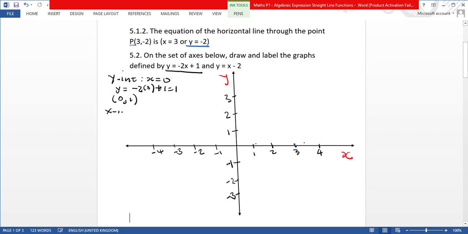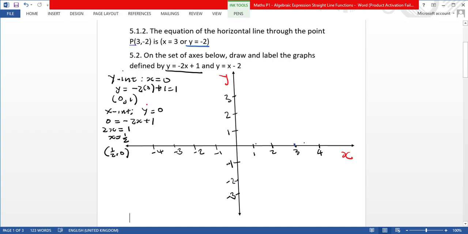So the x-intercept is when y equals 0. So we're going to say y equals 0, then you're going to have 0 equals minus 2x plus 1. Then taking 2x to the left hand side is going to be positive. Then you're going to find x equals 1 over 2. So the x-intercept is going to be (1/2, 0).